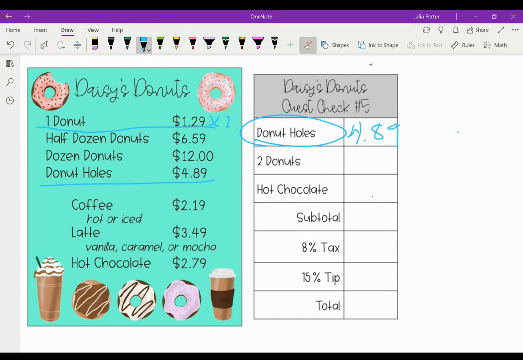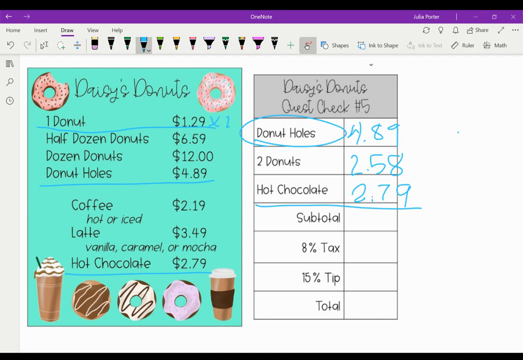And you can use 4-function calculators today. So I'm going to take my 4-function calculator and type in 1.29 times my 2, and that's going to give me 2.58, and you can always just do that in your head. And then for our last item on our receipt is our hot chocolate, which is $2.79.